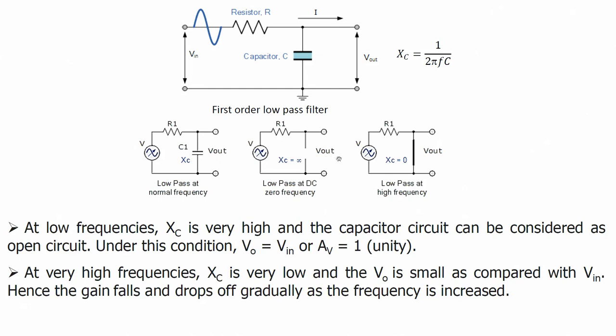If the frequency is high, then Xc would be very low. If f is high, Xc would be low. If Xc is low, then Vo is small as compared to Vin, hence the gain drops gradually as the frequency is increased. This is how the RC filter works. At lower frequency, the circuit allows the signals to pass. At higher frequency, above the cutoff frequency, the circuit will stop the signal from passing through it.